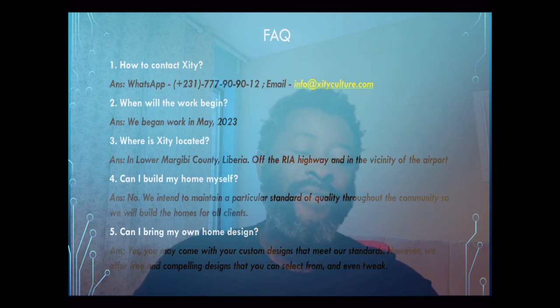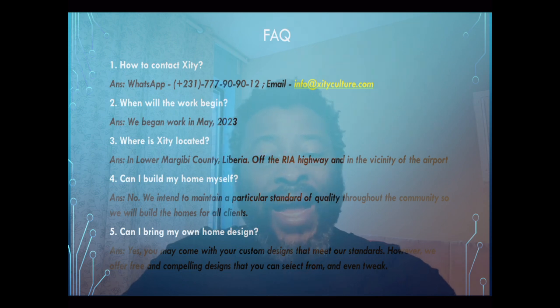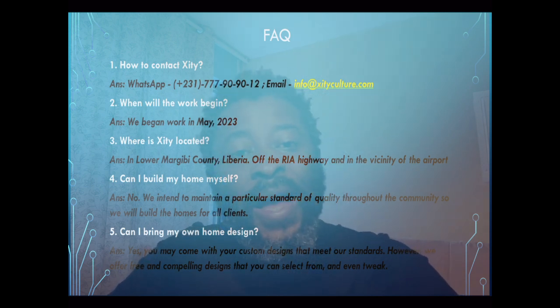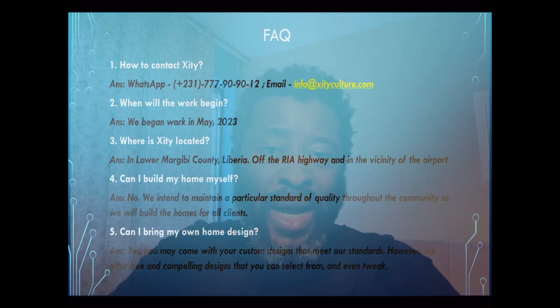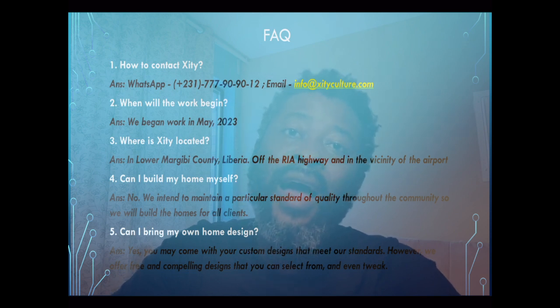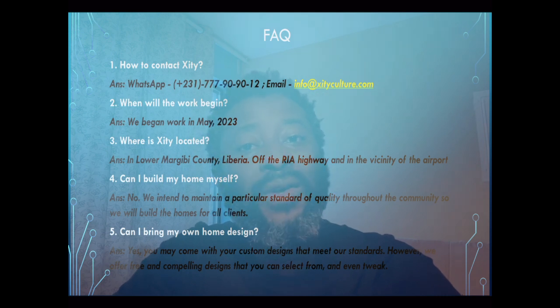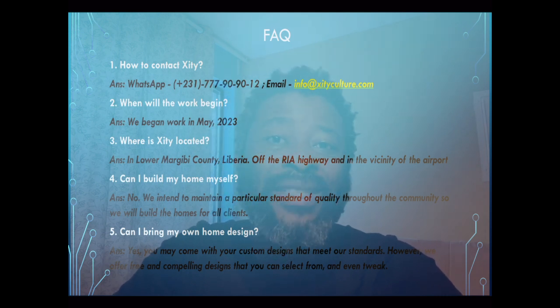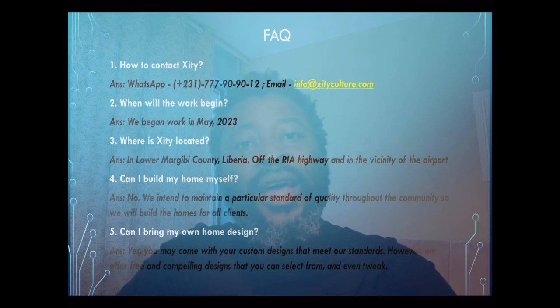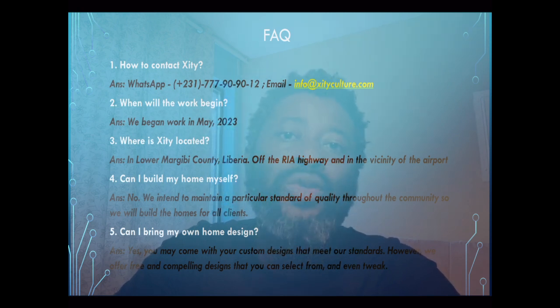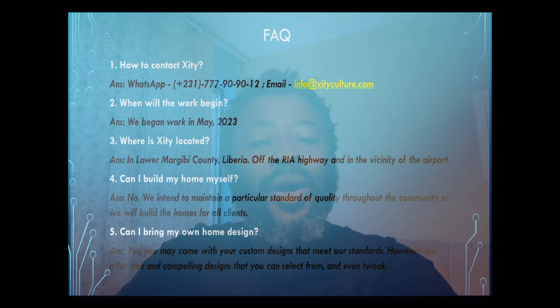When will the work begin? This is one we often get. When do we start the work in Xity? We are very excited to let you know that the work to build Xity began in May of 2023. As part of that initial work, we've started clearing the outer boundaries of Xity, and we've also started building a 3-acre equipment yard. So we are building the fence around there. We are building a mini block factory, which we have completed. We are just setting up the equipment currently. Plus, we are doing other types of work that is ongoing currently.